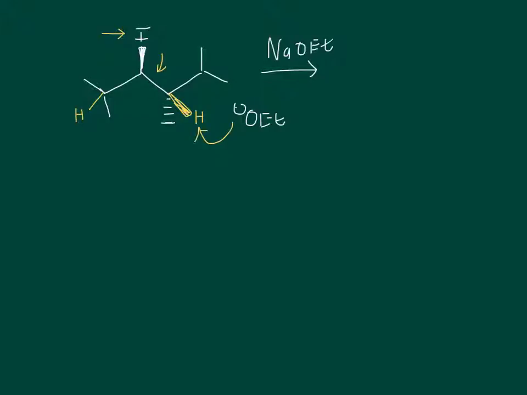arrangement in order to do the elimination. So how do we achieve that? The idea is we want to put the leaving group and the proton that we're abstracting on opposite sides of the bond. We want to put the double bond we're forming in between them. Well, how can we make sure that we're achieving that by rotating around the single bond? We can use a Newman projection.